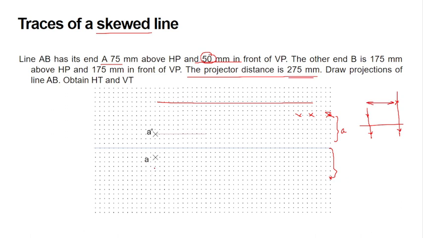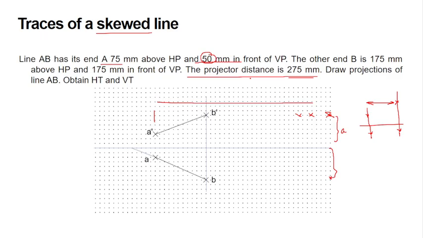So we can draw a line here, and then between this and this line you can draw this as 275, and here we can draw a vertical line where 175 above and 175 in front we can plot, and then we can join A A dash and A dash, B dash and A B. Now let us follow the same procedure.